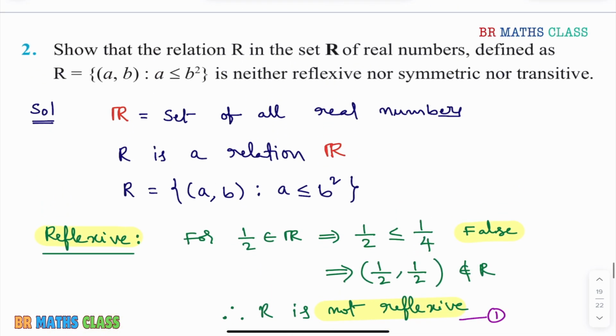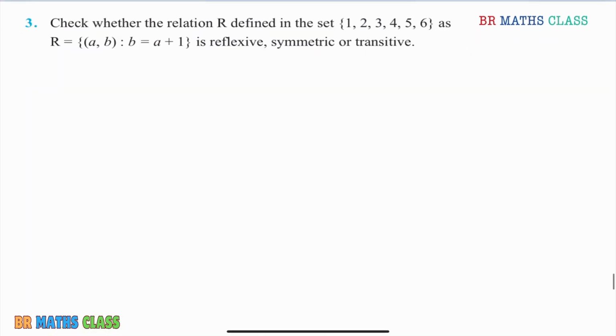I hope you understand this solution. You observe this question number 3. This is an easy question compared to the last question. Check whether the relation R on this set, where the relation is defined like this, is reflexive, or symmetric, or transitive. We need to check these things.